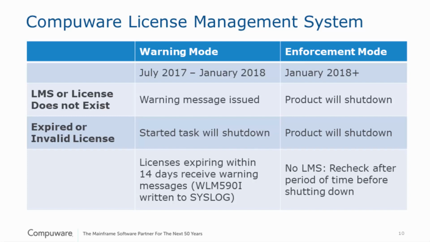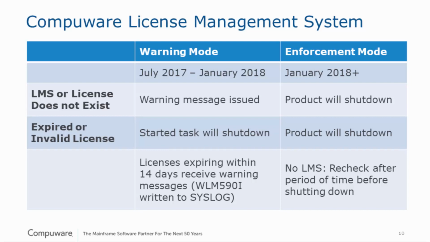And if a license is expiring within 14 days, you do receive warning messages, and these are written to the syslog. This is a little different than some of our other tools. I know I was a Strobe product manager, and if you went into Strobe, you might get a message that Strobe was going to time out in 14 days. There's nothing that you really go into with ThruPut Manager, but we do write the message to the syslog.